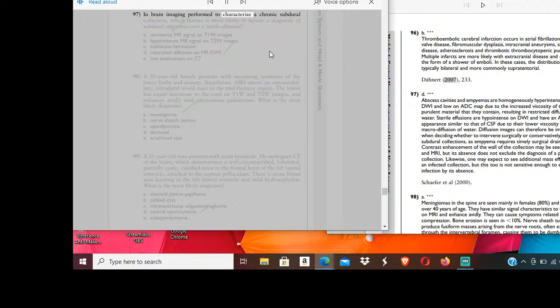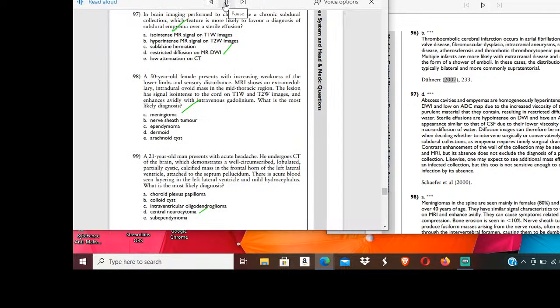97. In brain imaging performed to characterize a chronic subdural collection, which feature is more likely to favor a diagnosis of subdural empyema over sterile effusion? A. Isointense MR signal on T1W images. B. Hyperintense MR signal on T2W images. C. Subfalcine herniation. D. Restricted diffusion on MR DWI. E. Low attenuation on CT.